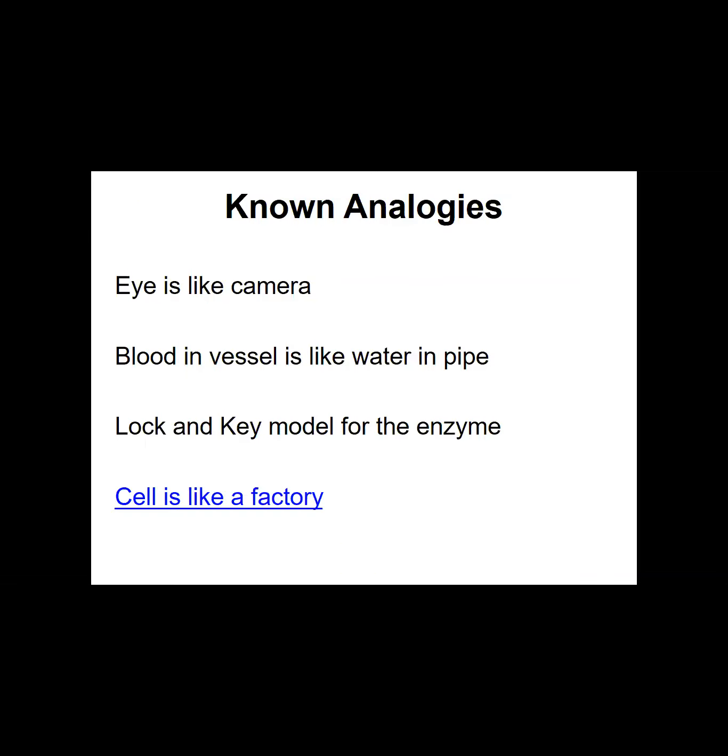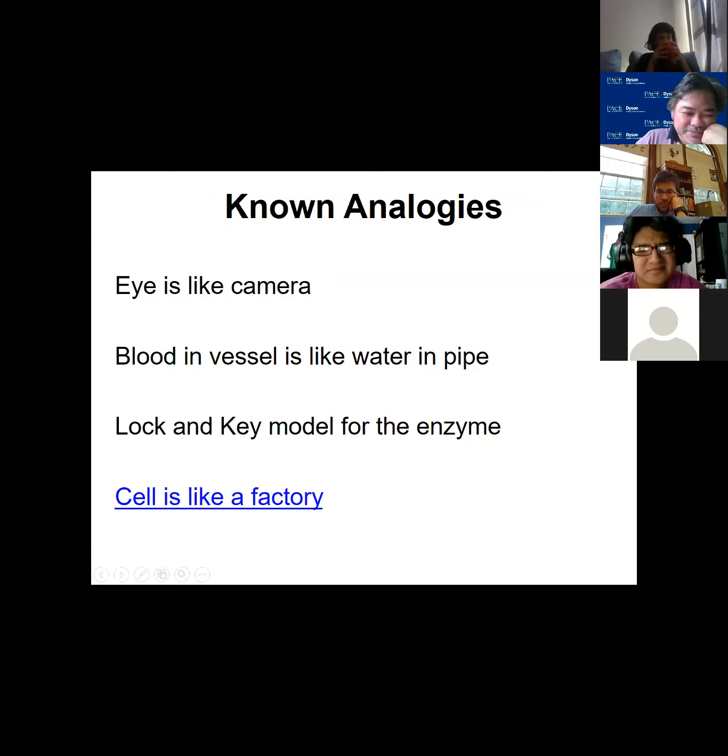Now, known analogies that we have: the eye is like a camera. Okay, so this is a very common analogy. And they said the camera is much better than the eye because with the eye you can get blurry vision, but with the camera, if you focus, it's really clear.